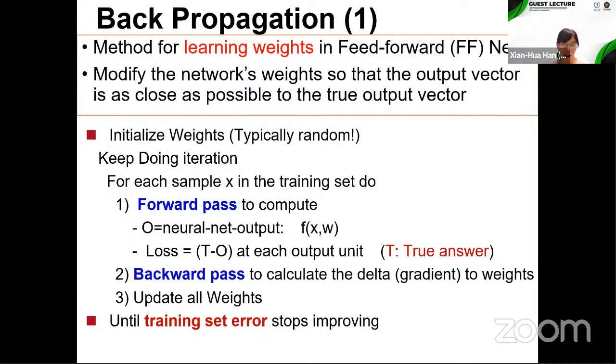To update the parameters, we use a backward pass to calculate the gradient of the loss function with respect to the weights, and then update all the weights until the training set error stops decreasing or we reach the maximum iteration step. This is the global overall procedure of the network training.